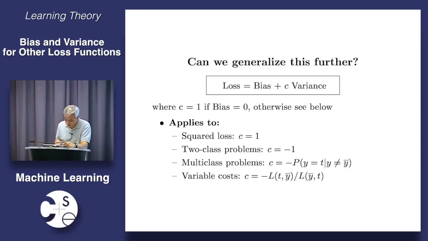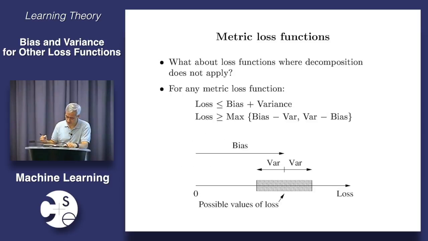For variable costs, which is actually an important case, let's suppose you have an arbitrary cost matrix. Then this c is actually minus the ratio of two losses: the loss between T and Y bar and the loss between Y bar and T. If they're the same, this gets us back to being 1, but in general, they might not be the same. And so on. Any questions about this?